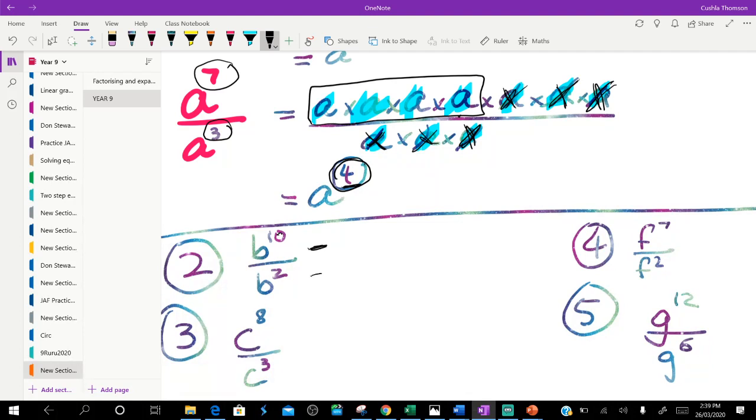We've got b to the power of 10 over b squared. Right? So what I end up getting is this, b to the power of 8. So that's right, Nikki? Yep, you've got it. Okay, so now try these ones. When we've got the same base, we can just subtract the powers. We don't have to write them all out every time, because that would be really, really painful. So b to the power of 8 is the answer here, because I've got b to the power of 10 over b to the power of 2.